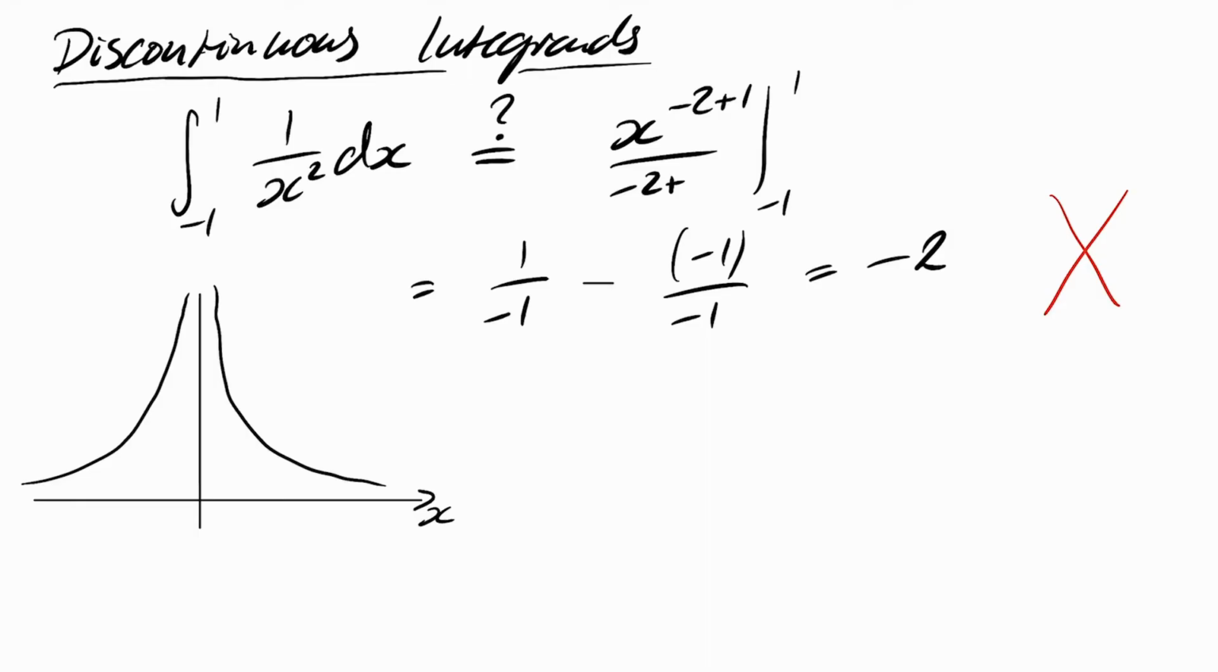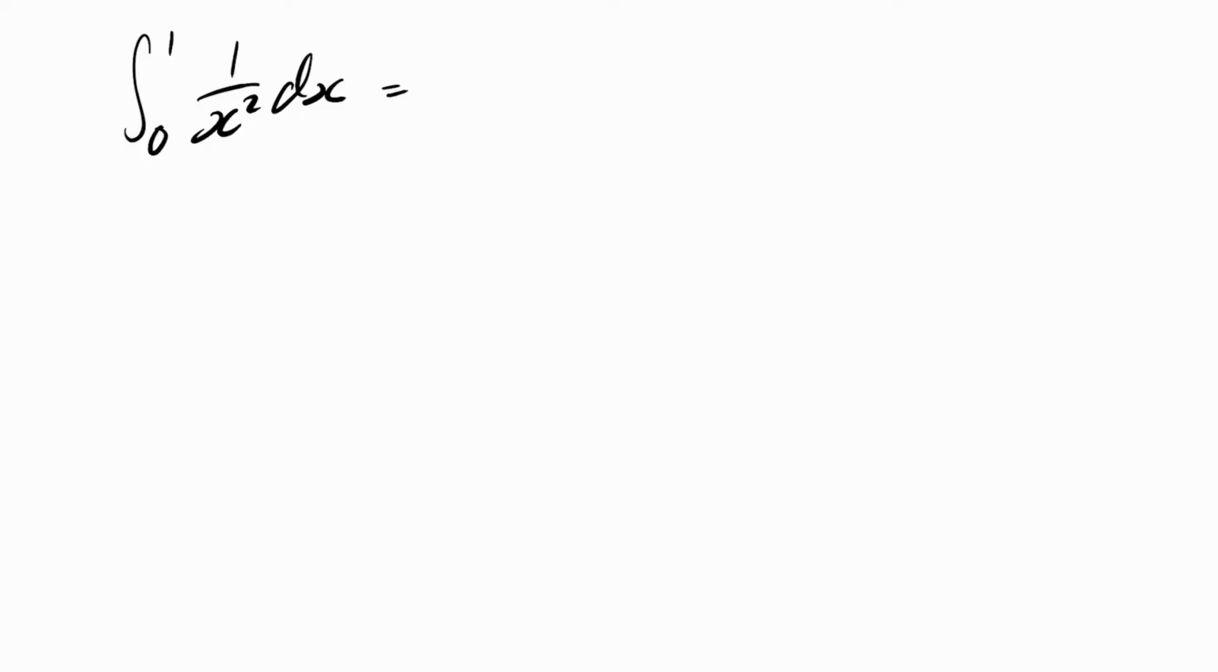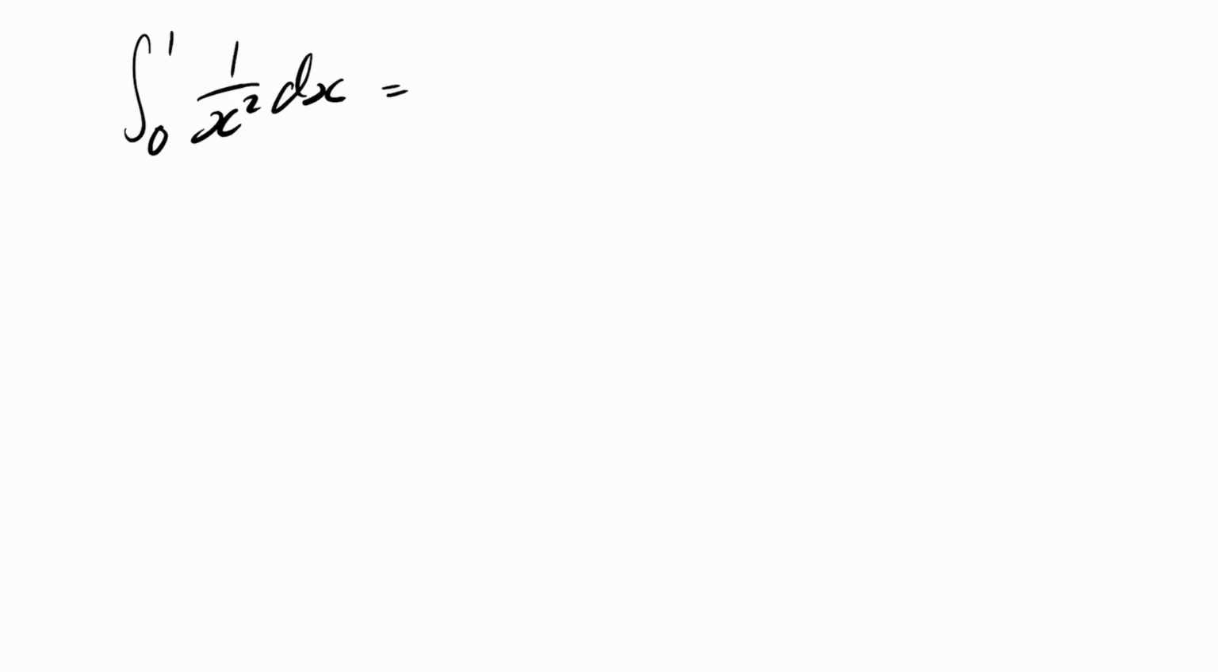And this is a great example. So we need to split at x equals 0 and evaluate the two parts separately. Okay, so let's try that. Let's try the positive bit first. And in order to deal with this problem at the origin, because the function isn't defined at x equals 0, we need to be a bit careful when we evaluate this integral.